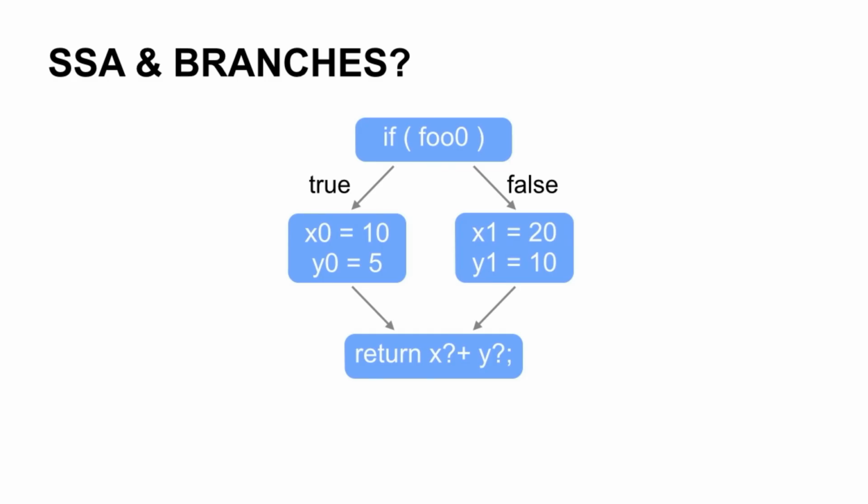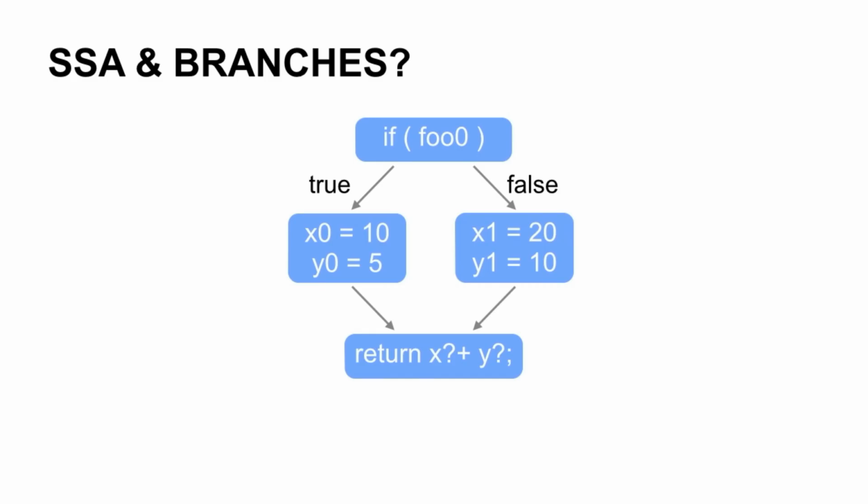What happens if there's a conditional? I have if foo version 0, and if that turns out to be true, down one path I have x version 0 equal to 10, and y version 0 equal to 5. And down the other path, I guess we'll call this version 1, so we have x version 1 equals 20, and y version 1 equals 10. And then after the if, we have return x plus y. Well, which version of x are we using? And which version of y are we using? This seems to be a bit of a problem.